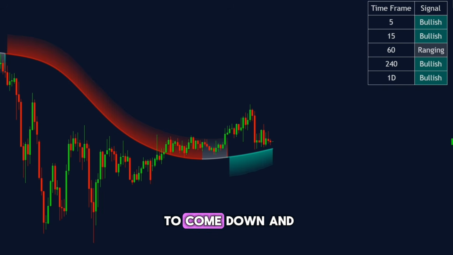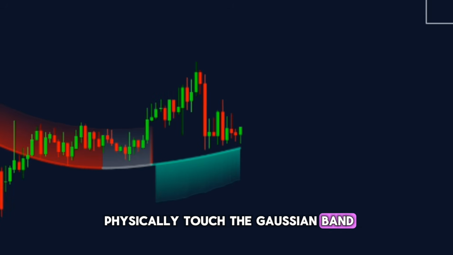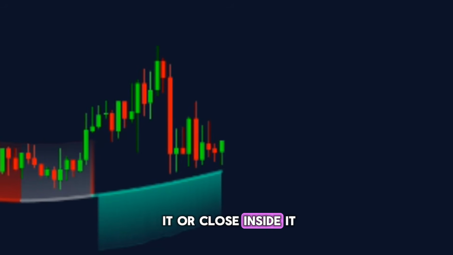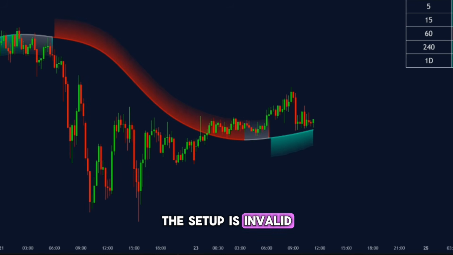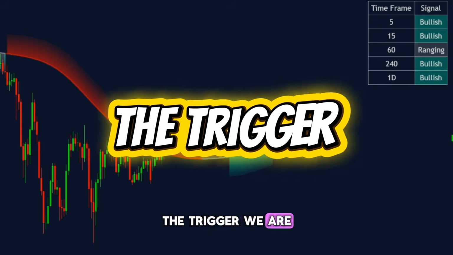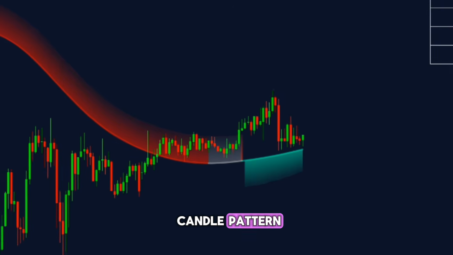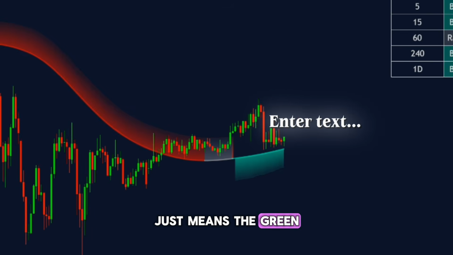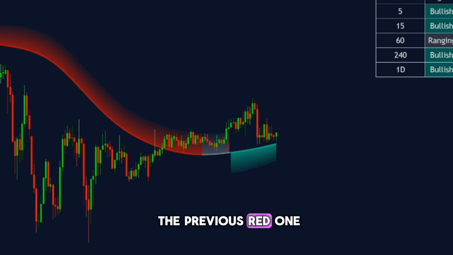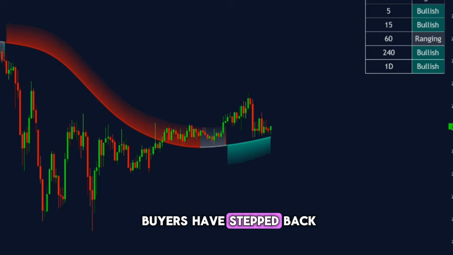We want the price to come down and physically touch the Gaussian band. It can wick into it or close inside it, but it cannot close below it. If it closes below the band, the setup is invalid. Rule number 3, the trigger. We are looking for a specific candle pattern, a red candle followed by an engulfing green candle. Engulfing just means the green body is larger than the previous red one. This tells us the buyers have stepped back in with power.